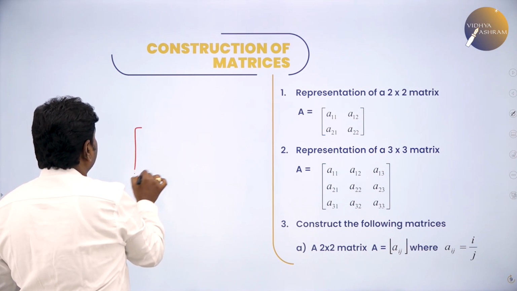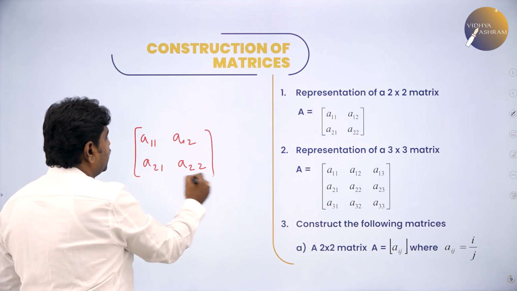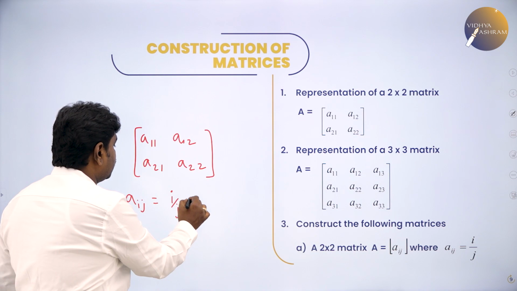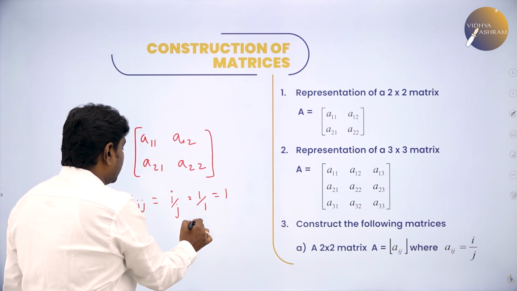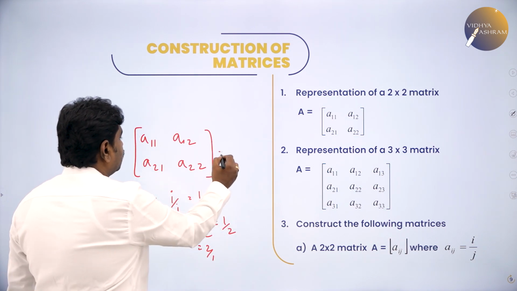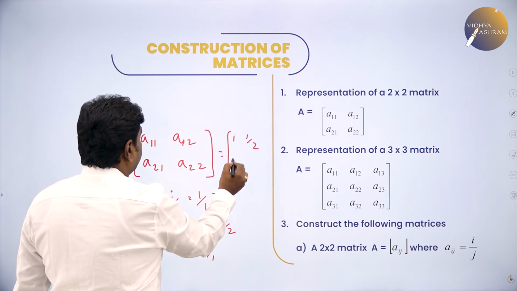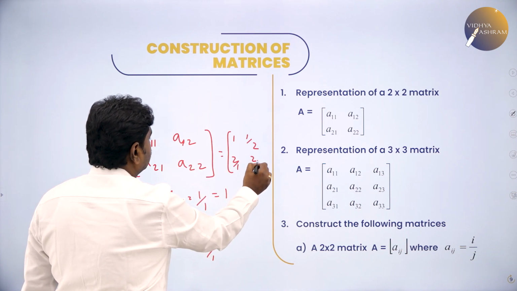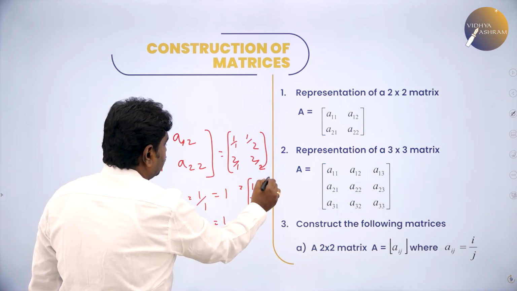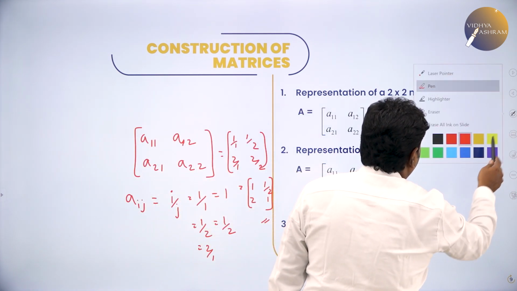So 2 cross 2 matrix means what? A11, A12, A21, A22. So now Aij is equal to i by j they told. So therefore that is 1 by 1, 1 by 2, 2 by 1, 2 by 2. So we'll simplify. When you simplify, 1 by 1 is 1, 1 by 2 is half, 2 by 1 is 2, and 2 by 2 is 1. So this is the matrix. If they give any formula, apply the same formula for each element and get it done.